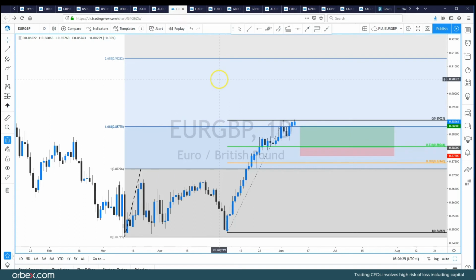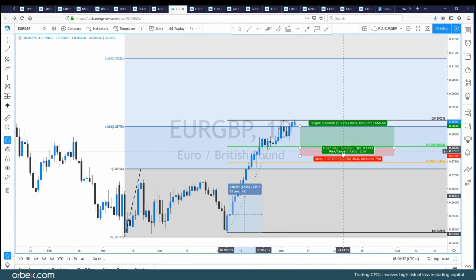Euro sterling, no man's land really. Is this the third wave? So wave 1, wave 2. It's an impulsive wave, that's for sure. We saw, I think it was 13 up days in a row. Yeah, 13 positive days in a row for this upward move. We've now stalled close to the 161.8% extension level.